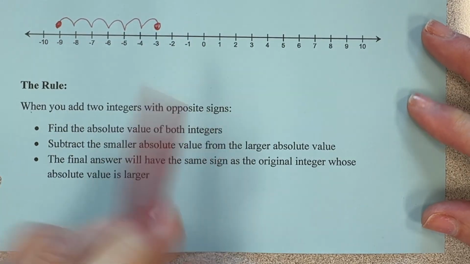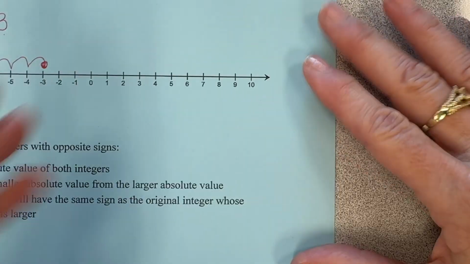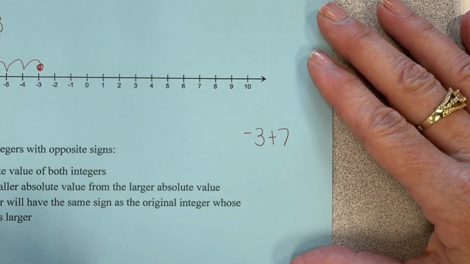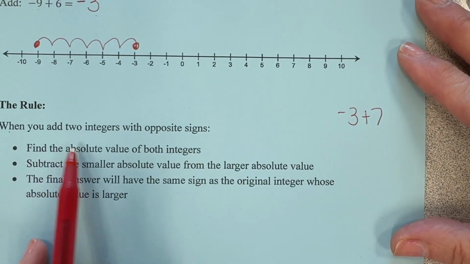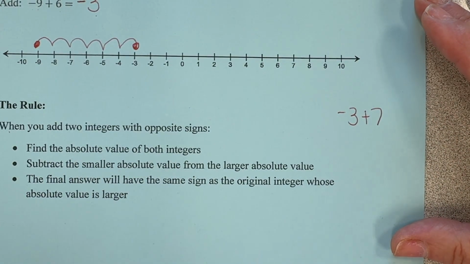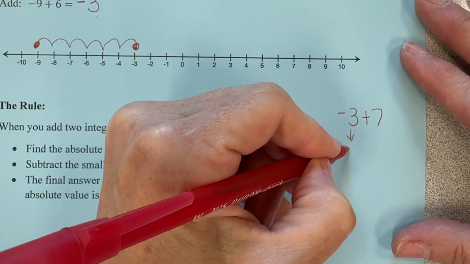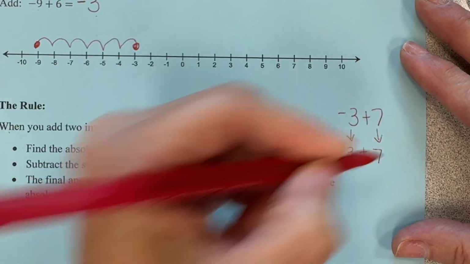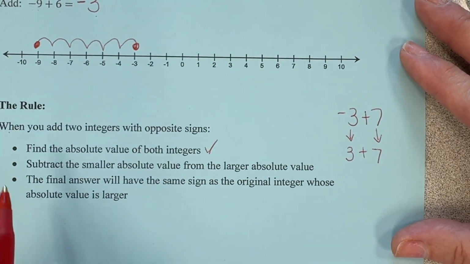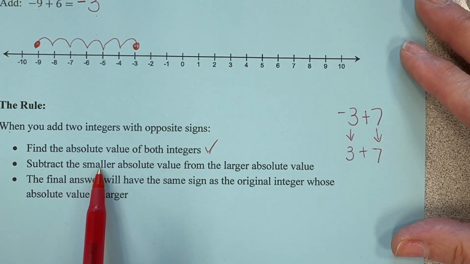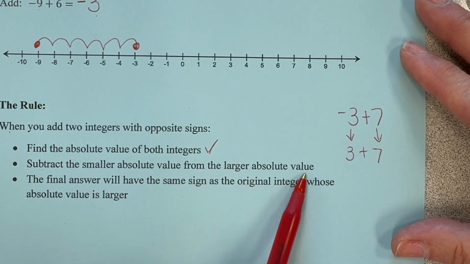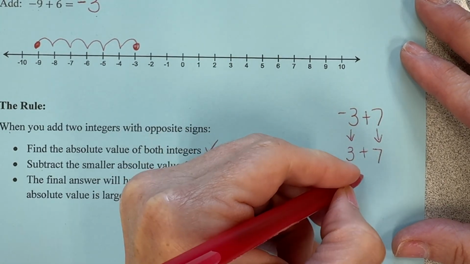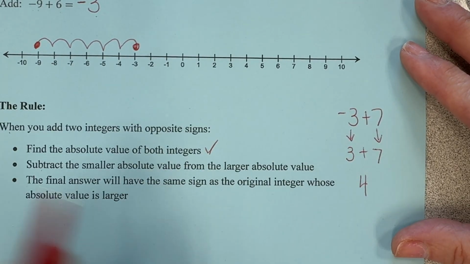All right, now the rule, if you're going to do it the proper way, when you add two integers with opposite signs. So let's use this one as our example, -3 plus 7. So let me bring that down. Here's what you do. Find the absolute value of both integers. The absolute value of -3 is 3. The absolute value of 7 is 7. Subtract the smaller absolute value from the larger absolute value. So 7 minus 3 is 4. Done.